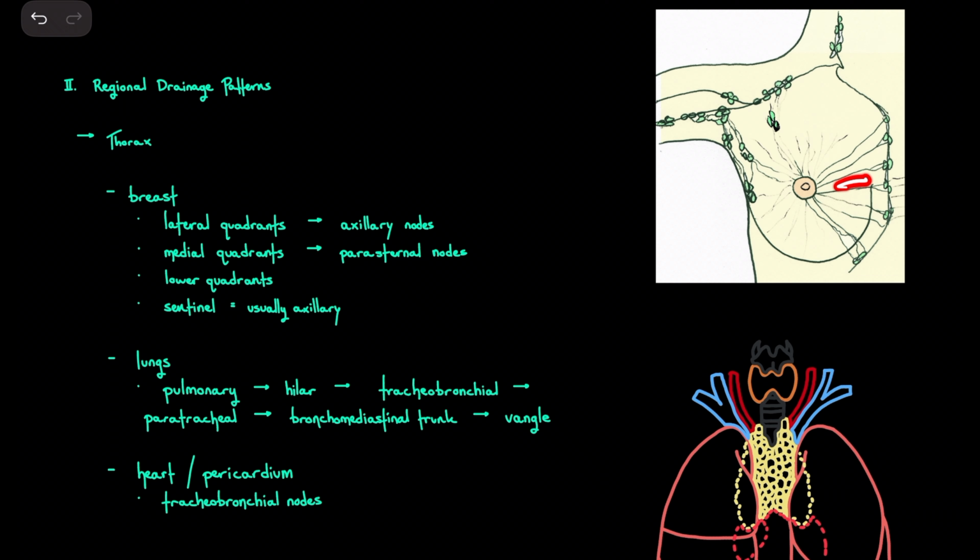Medial quadrant, we're closer to the sternum. These are your parasternal nodes hanging out right here. So basically just what am I closest to? Very anatomy heavy, right?